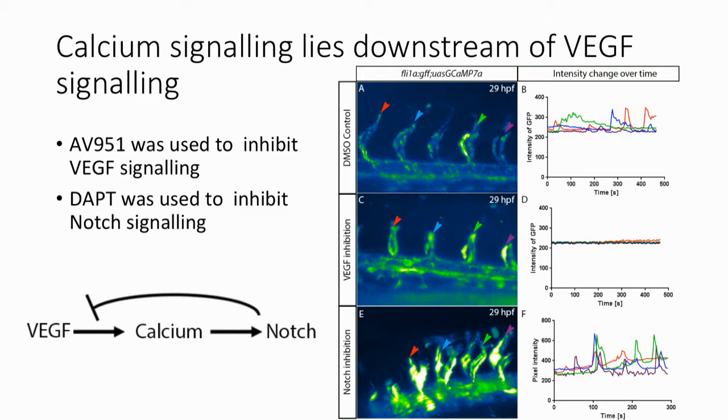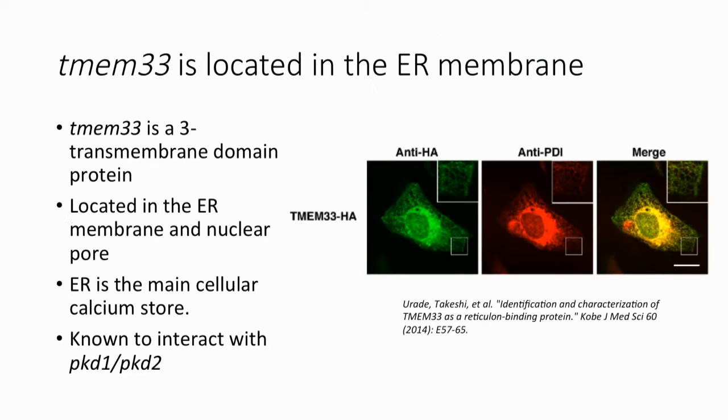As I said before, calcium signaling lies downstream of VEGF, and we can show this using this line. Here we can see in control embryos, we get a change in GFP fluorescence over time, which corresponds to changes in calcium signaling. When we inhibit VEGF, we lose calcium dynamics, and we also halt migration entirely. Conversely, if we inhibit Notch signaling, which is an inhibitor of the VEGF response, we increase calcium signaling both in frequency and amplitude, which fits nicely with what's already known. So where does TMEM33 fit into this?